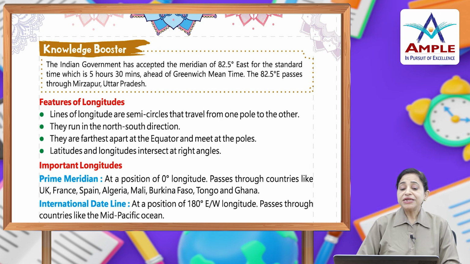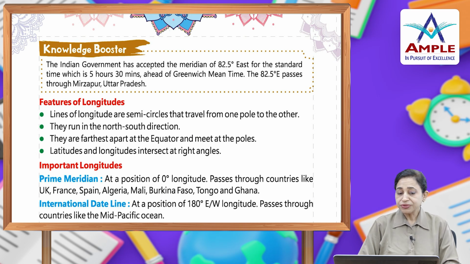Knowledge booster. The Indian government has accepted the meridian of 82.5 degree east for the standard time, which is 5 hours 30 minutes ahead of Greenwich mean time. The 82.5 degree passes through Mirzapur, Uttar Pradesh.